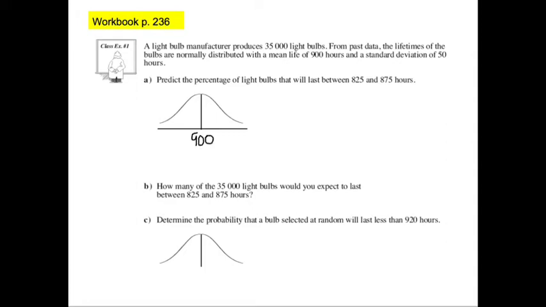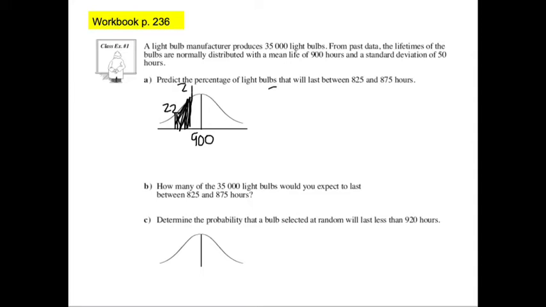We are trying to find the percentage of light bulbs that will last between 825 and 875 hours. So I'd say that 875 is probably there and 825 is probably there. Okay, so we want the area of this shaded part. What you're going to have to do first, however, is come up with some z-scores. So I'll say this one right here is Z1 and this one right here is Z2.